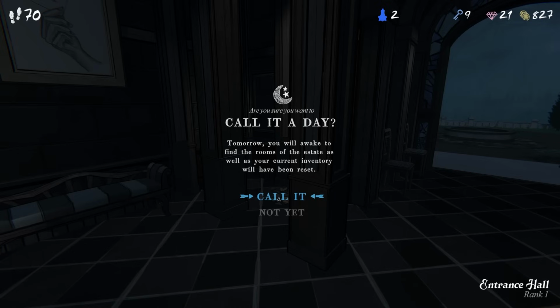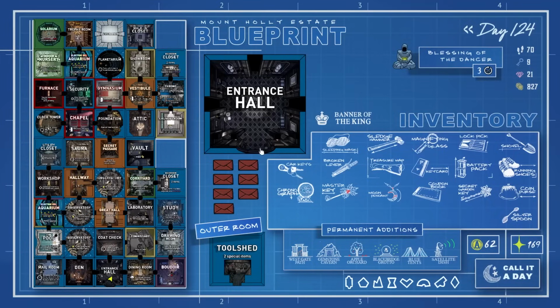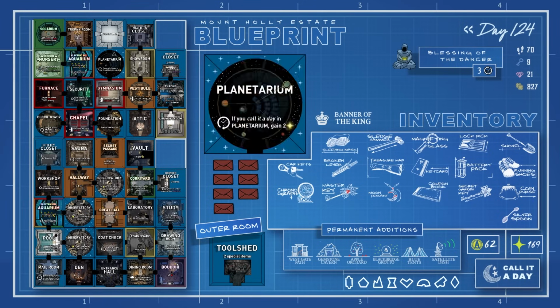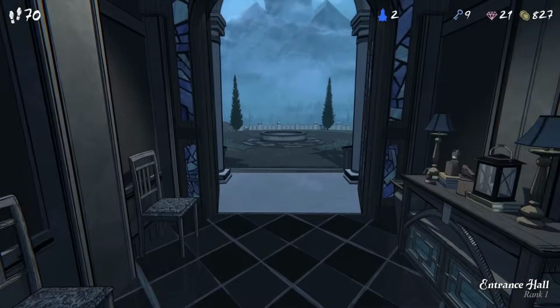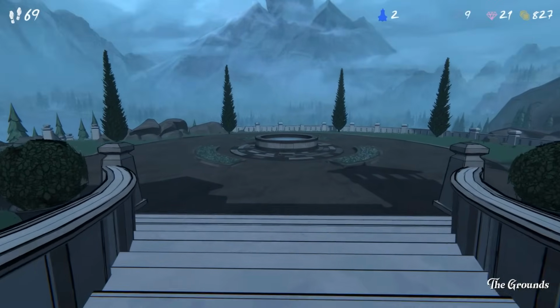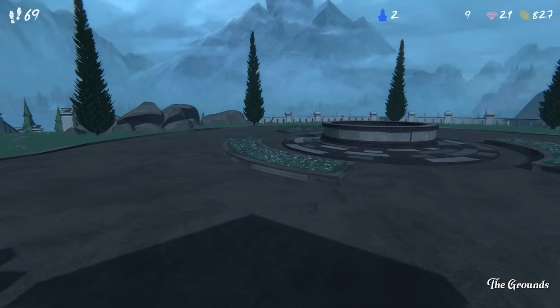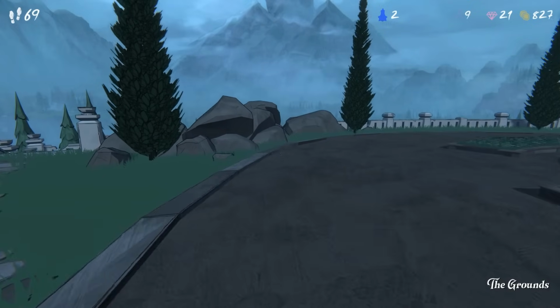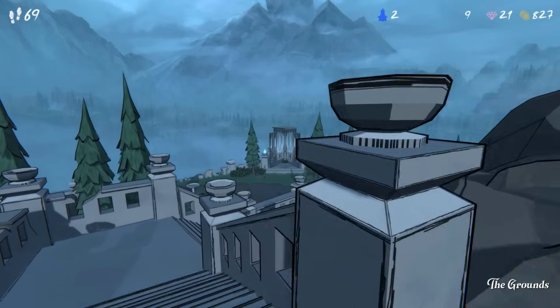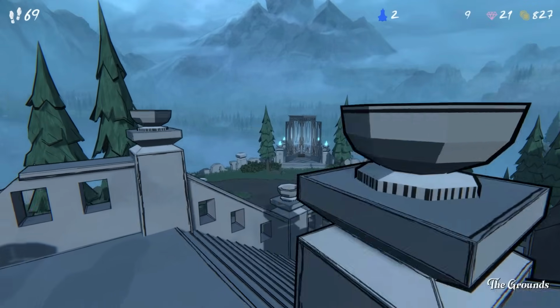I think we did what I need to do. Hold on. I could end the day in the planetarium. That's something. Why not? Look at me min-maxing over here doing just a little bit more. But yeah, so I think it really is, I need to get lucky and get the watering can.